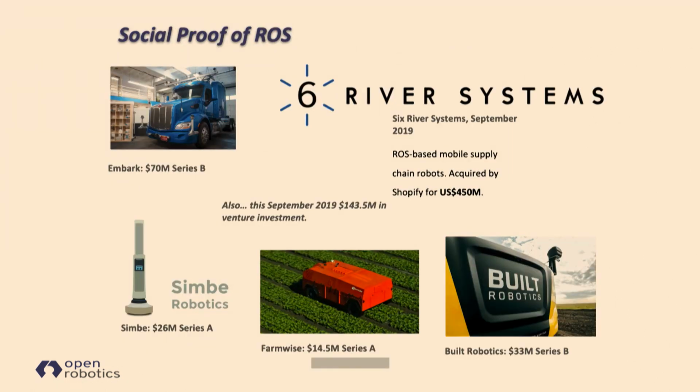If you're not familiar with ROS and you're sort of skeptical of open source, it usually helps to have some social proof of what you're doing and why it's important. So just in that last presentation, I saw a ton of companies that use ROS. Here's a couple that I pulled out just from September. We had a really good month in September. Embark, which is an autonomous trucking company. It's a startup here in San Francisco, raised $70 million as a Series B.